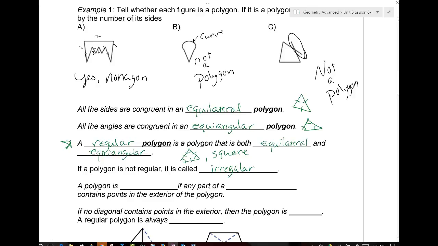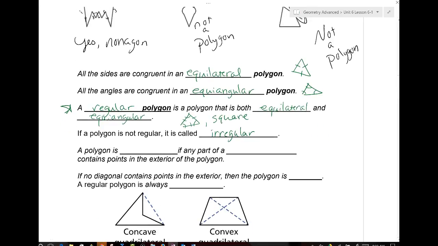All right, but polygons also have two different types of shape. One of them is going to be concave. What does that make you think about? When you see a cave, what does it do? It goes inside, right? So think of a cave-in. A concave polygon is a polygon if any part of a diagonal contains points in the exterior of the polygon.